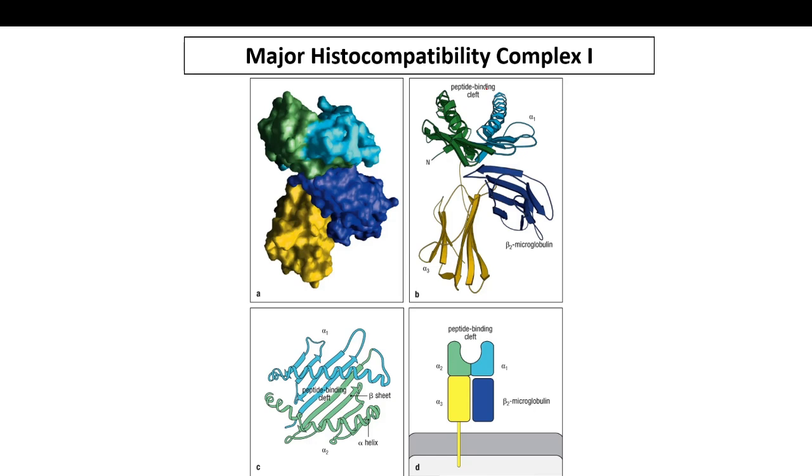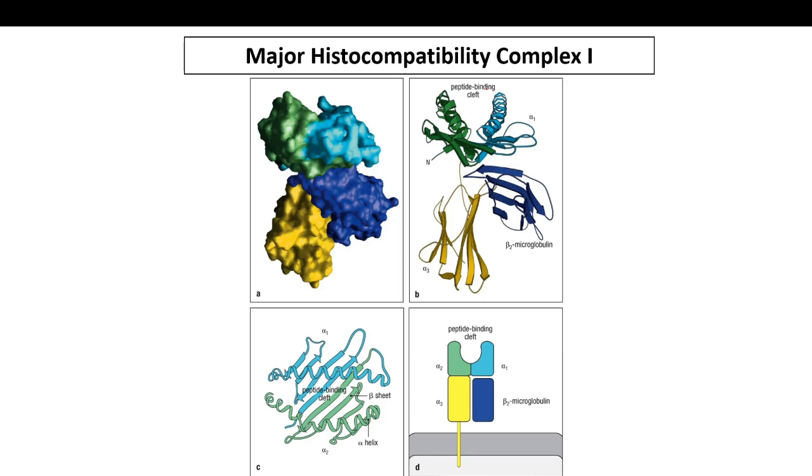There are other things as well. Only by recognizing the MHC and the peptide, it will not impart the response. There are other co-stimulatory signals which need to be there, but we are not going into that. I am just telling you what the major histocompatibility complex is. There are two kinds of T cells that we know.